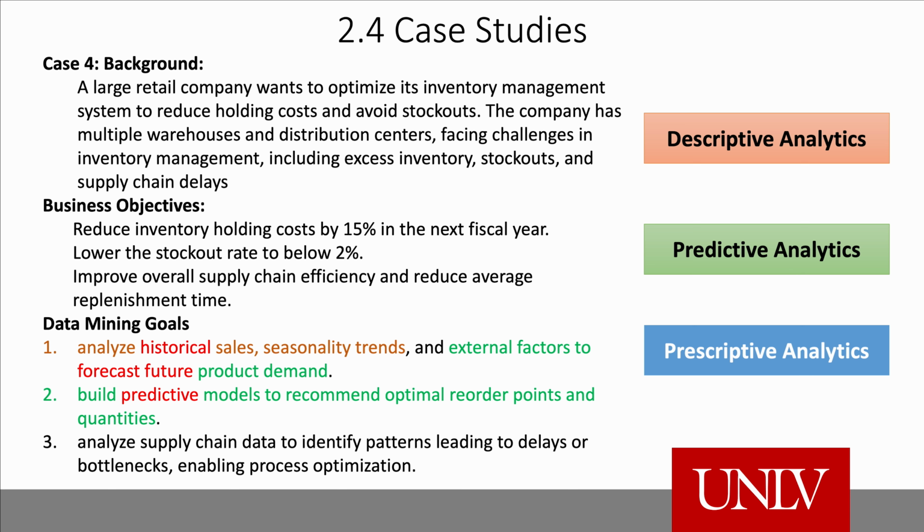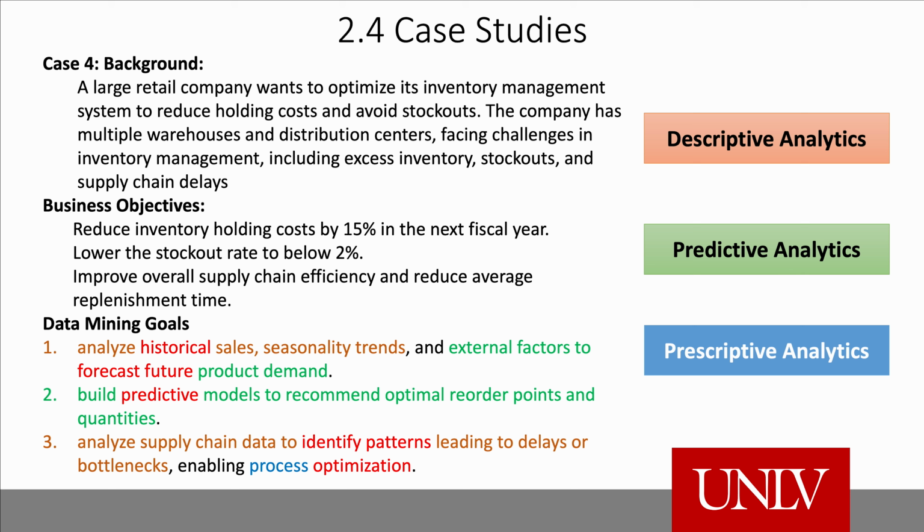But what about supply chain delays? To address this, the company analyzed shipment data, suppliers' performance, and delivery time. Descriptive analytics highlights bottlenecks, such as slow suppliers or inefficient routes. Prescriptive analytics takes it further, recommending actions like switching vendors, rerouting shipments, or optimizing warehouse workflows. This means the company isn't just spotting problems, it's solving them.